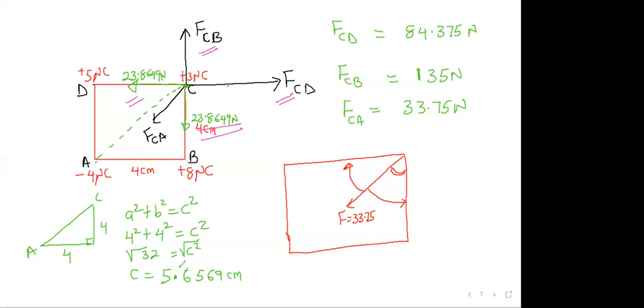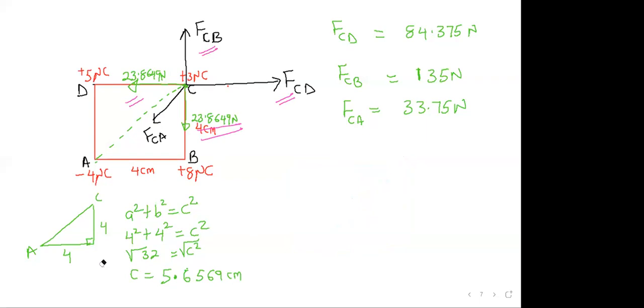You have this force, so now you're going to get your resultant force. In order to get your resultant force, what are you going to do? You are going to ask which forces you have along the x-axis. Are you seeing this force and this force? You have this force and you have this force. This one being bigger than this one, I'll say 84.375 minus 23.8649, and I get my answer.